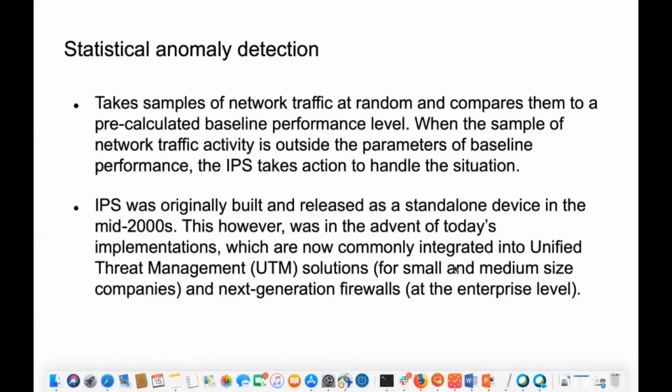And in statistical anomaly detection, it's basically the same as what we talked about with the IDS devices. We are able to configure or establish a baseline. And if the IPS determines that there is a deviation from that baseline, it will go ahead and not only detect and report that anomaly, but it can also block the traffic that is deviating from the baseline.